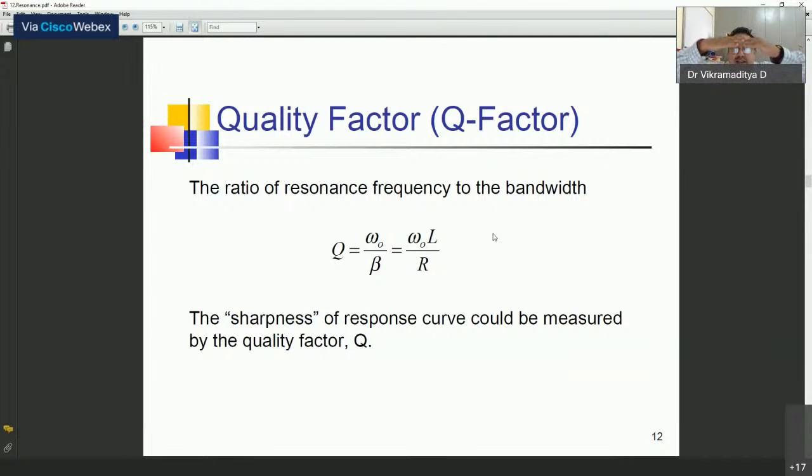But if it is more flat... sharp means in Hindi I can say तीखा. The sharper the curve, the better its quality will be, and the flatter the curve is at the top, the worse the quality. Is it clear?